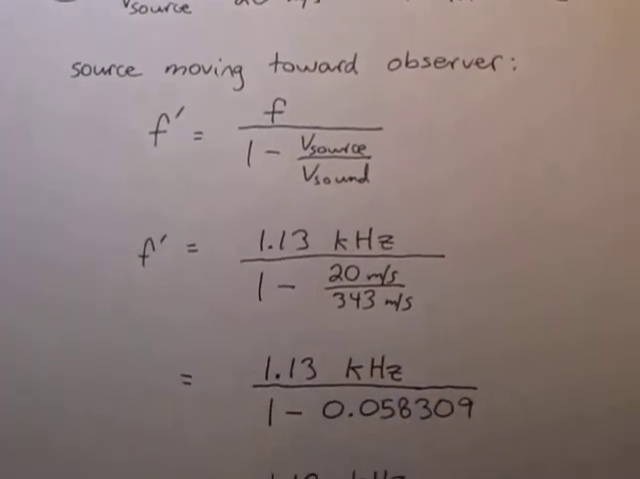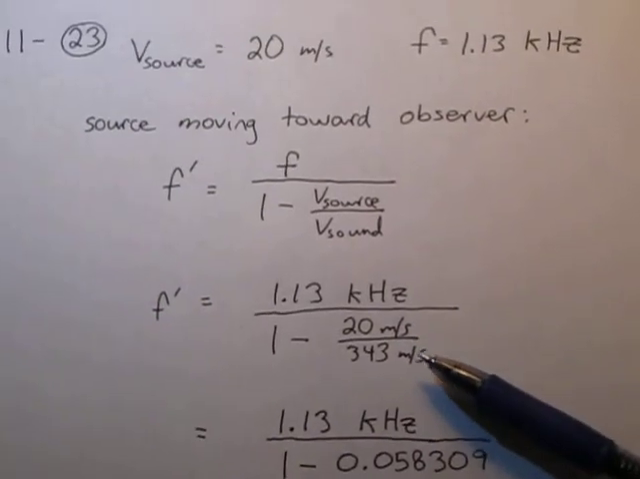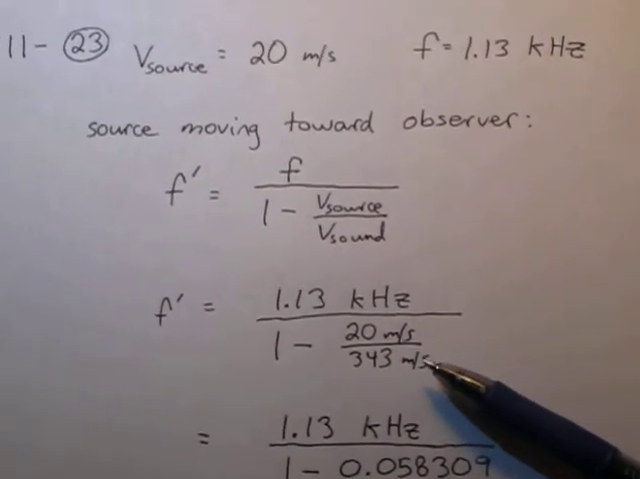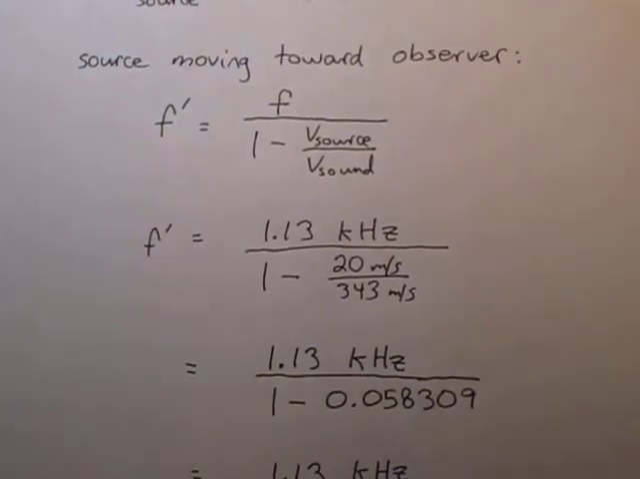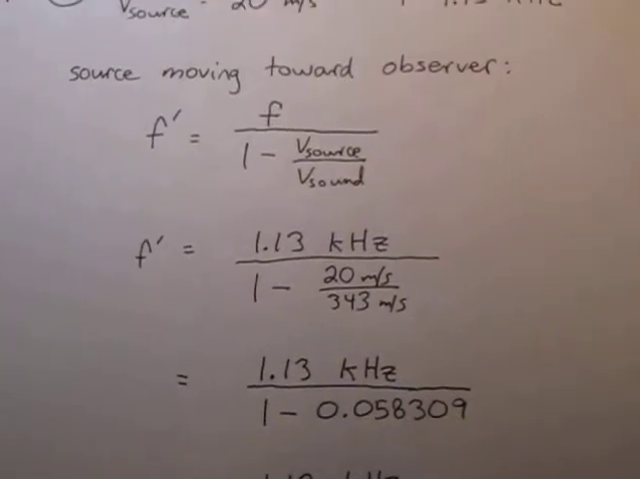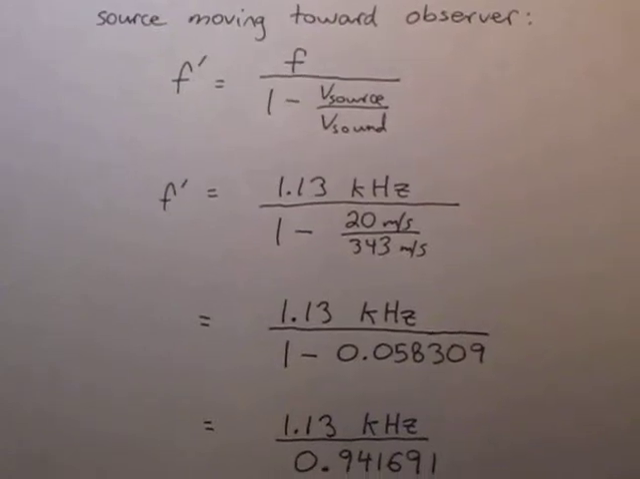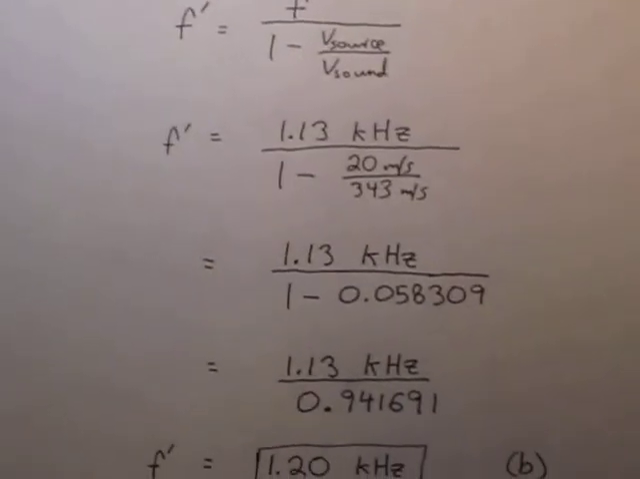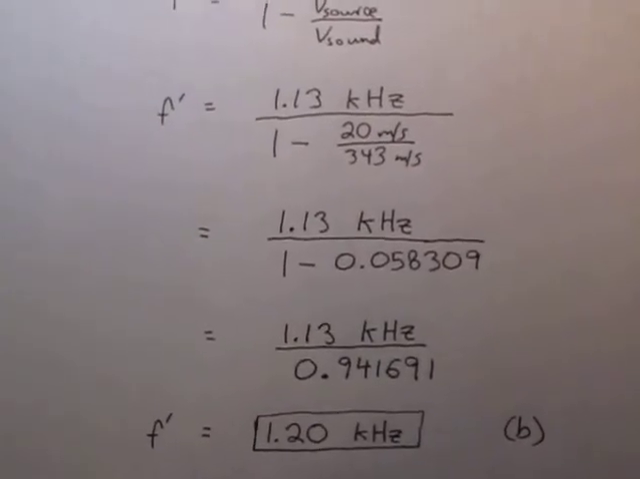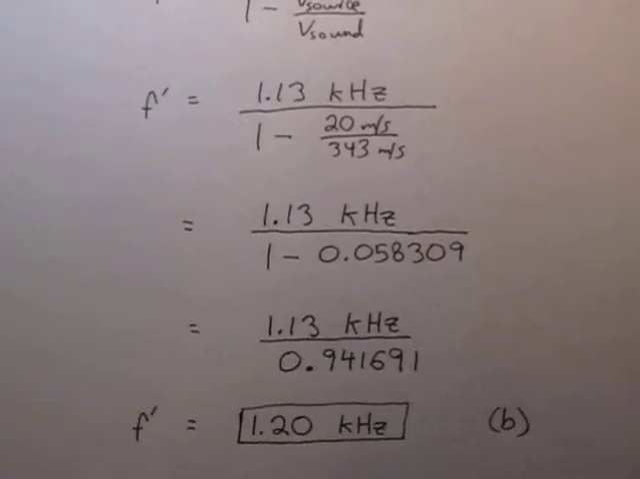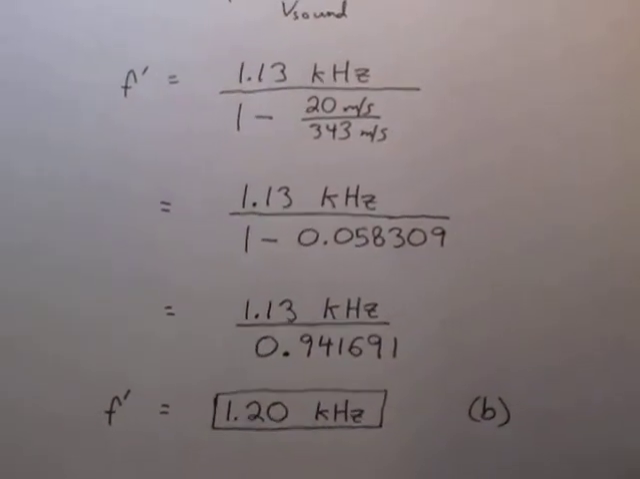As you plug in those numbers, notice that in the denominator, the meters per second and the meters per second will divide out, so the denominator becomes dimensionless, 1 minus 0.058309 approximately. Therefore, our total answer is still going to be in kilohertz, because we started with kilohertz. And so we have 1.13 kilohertz divided by 0.94 roughly, and that gives us a perceived frequency of 1.20 kilohertz, which is answer B. Then we should go back and reflect on the answer and see if it makes sense.